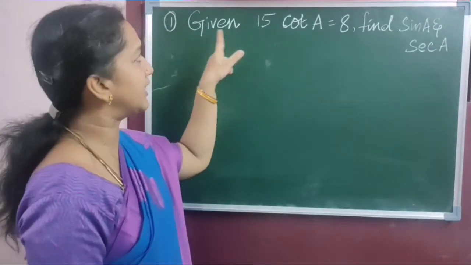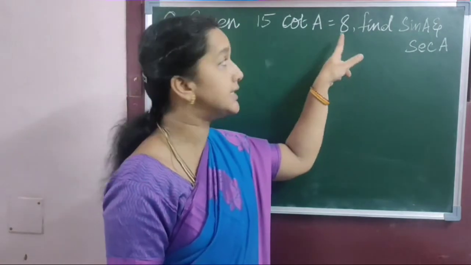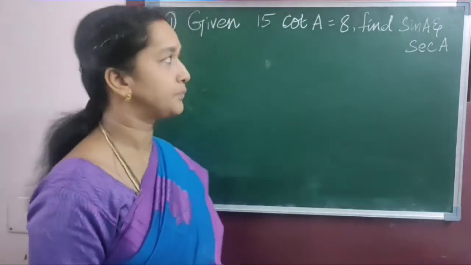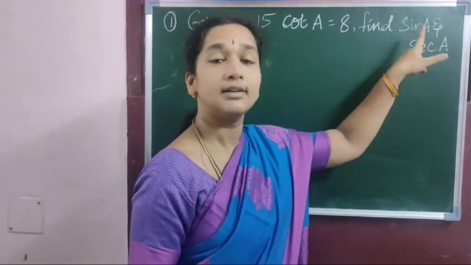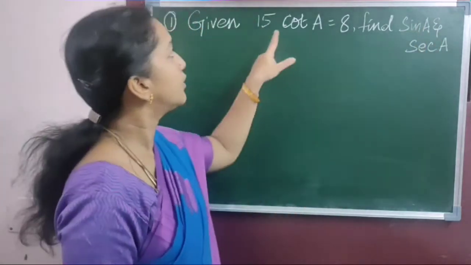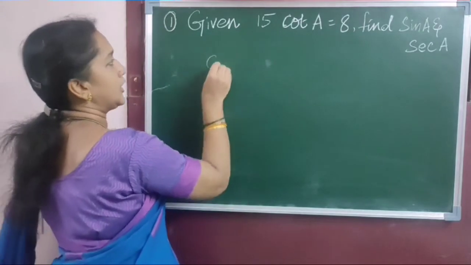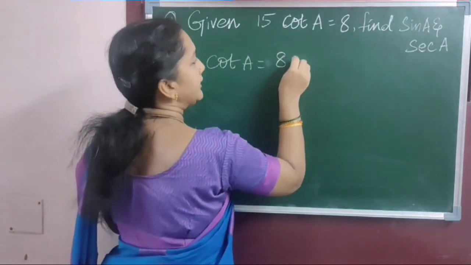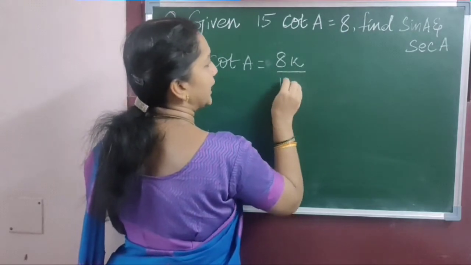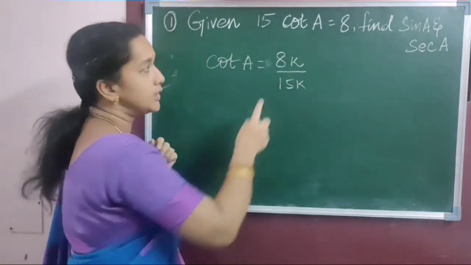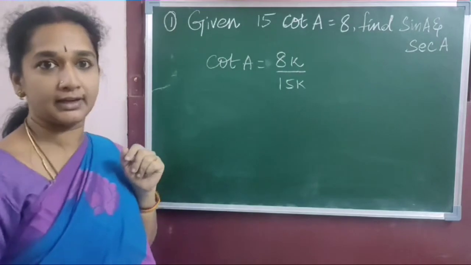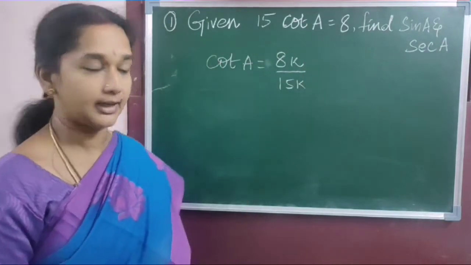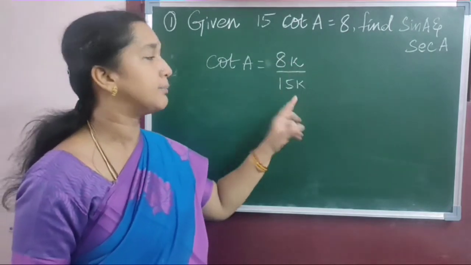First sum is given 15 cot A is equal to 8. Find sin A and secant A. So for finding sin, we need the hypotenuse side. If you take cot A is equal to 8k by 15k, since this is in ratio, it will be 8k and 15k. Some ratio only. So cot A is equal to 8k by 15k.